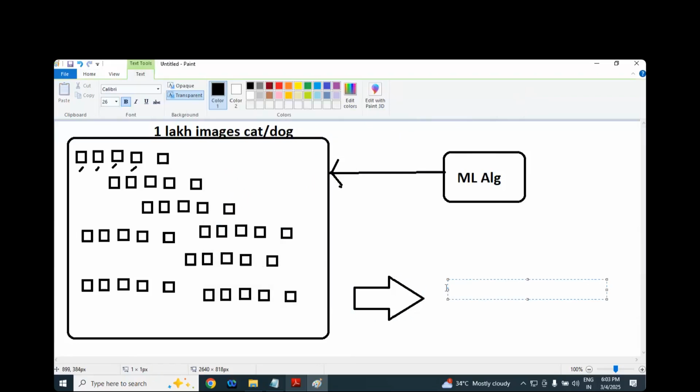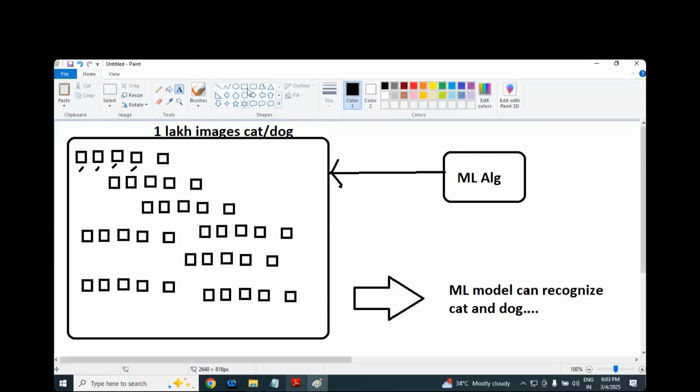The cat and dog ML model can, from here onwards, recognize cat and what exactly, sir? Dog. Very good. That's what you need to understand. All right, let's move on.